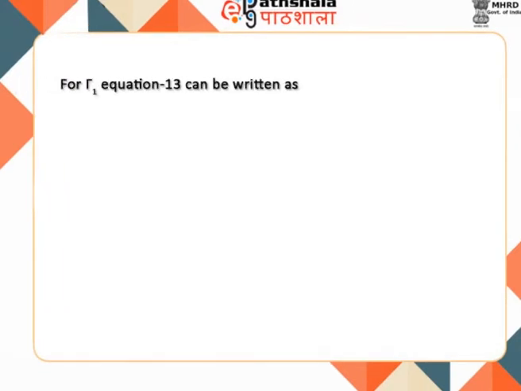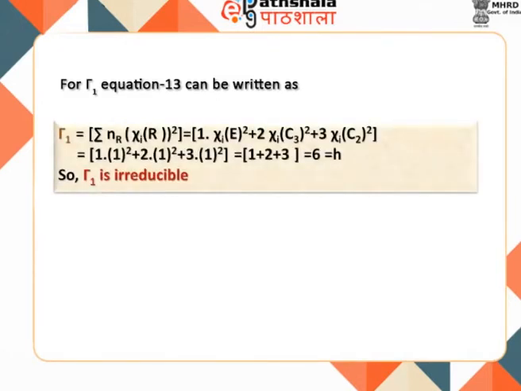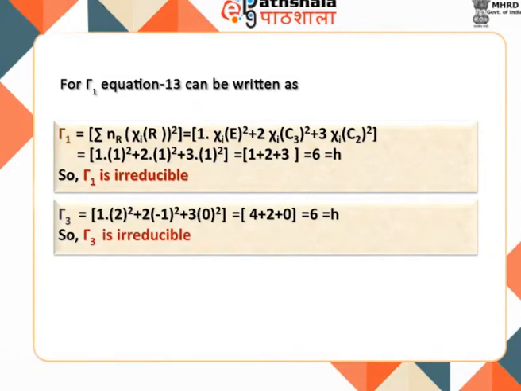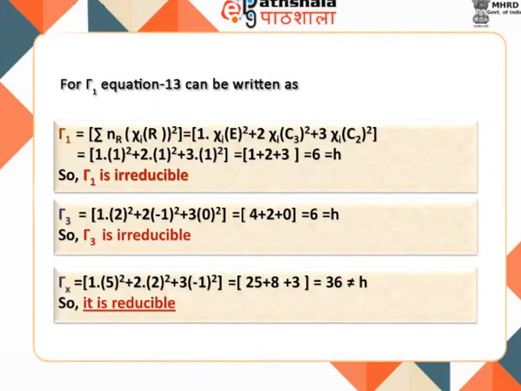For tau 1, equation 13 can be written as given, which proves that tau 1 is an irreducible representation. Similarly, for tau 3, results are as given. It proves that tau 3 is irreducible. Now, let us examine tau x for its reducibility or irreducibility. The result is not equal to h, so it is reducible and can be reduced further. Like this, one can test the reducibility or irreducibility of a given representation.